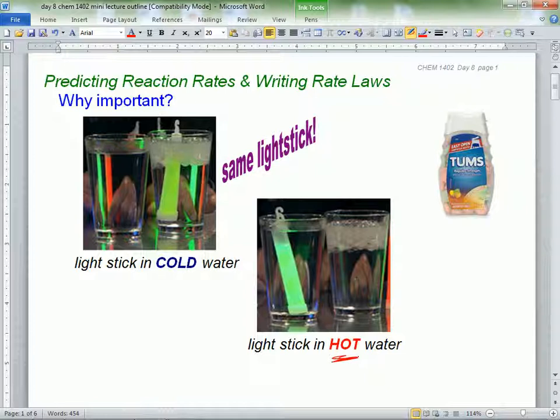Why would it be brighter? Because the water is hot. What happens when you, with these little molecules that we're supposed to imagine, when you heat them up? They move really fast, right?